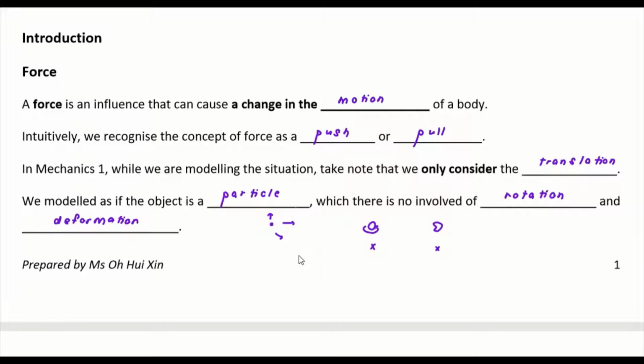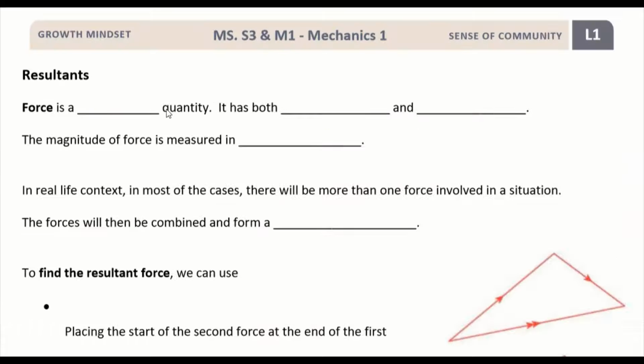Okay, so now we move into the part that we want to discuss today, which is resultant. As we have mentioned just now, force is what causes the motion, and it is always recognized as a push or a pull. That's why force is a vector quantity, so it has both magnitude and direction. For example, the magnitude talks about how hard you push or how hard you pull. Then the direction tells us, you can imagine when you try to push something or pull something, the direction will be different, right?